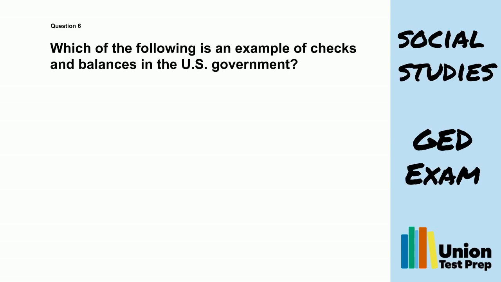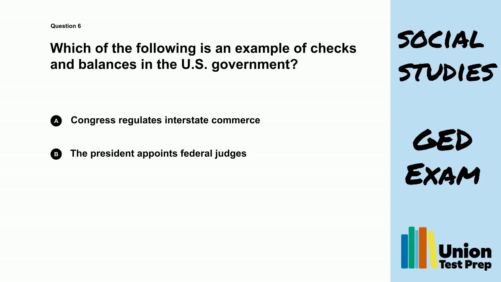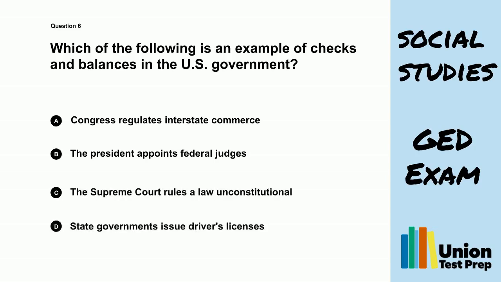Question 6. Which of the following is an example of checks and balances in the U.S. government? A. Congress regulates interstate commerce. B. The President appoints federal judges. C. The Supreme Court rules a law unconstitutional. D. State governments issue driver's licenses.